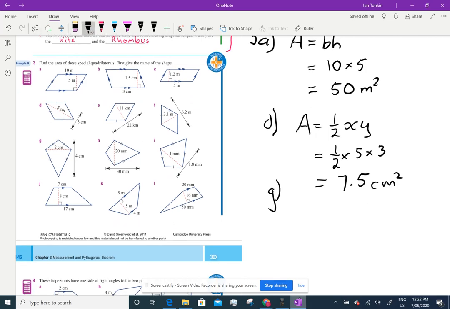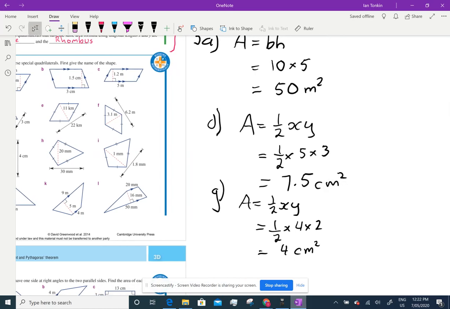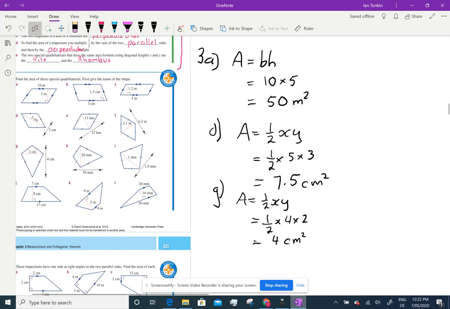That's a kite. It has the same area, so it's a half xy. Note that I write the formula every time. A half times, what are the diagonals? 4 times 2, 4 centimetre squares. Notice that I say centimetre squares as opposed to centimetre squared.